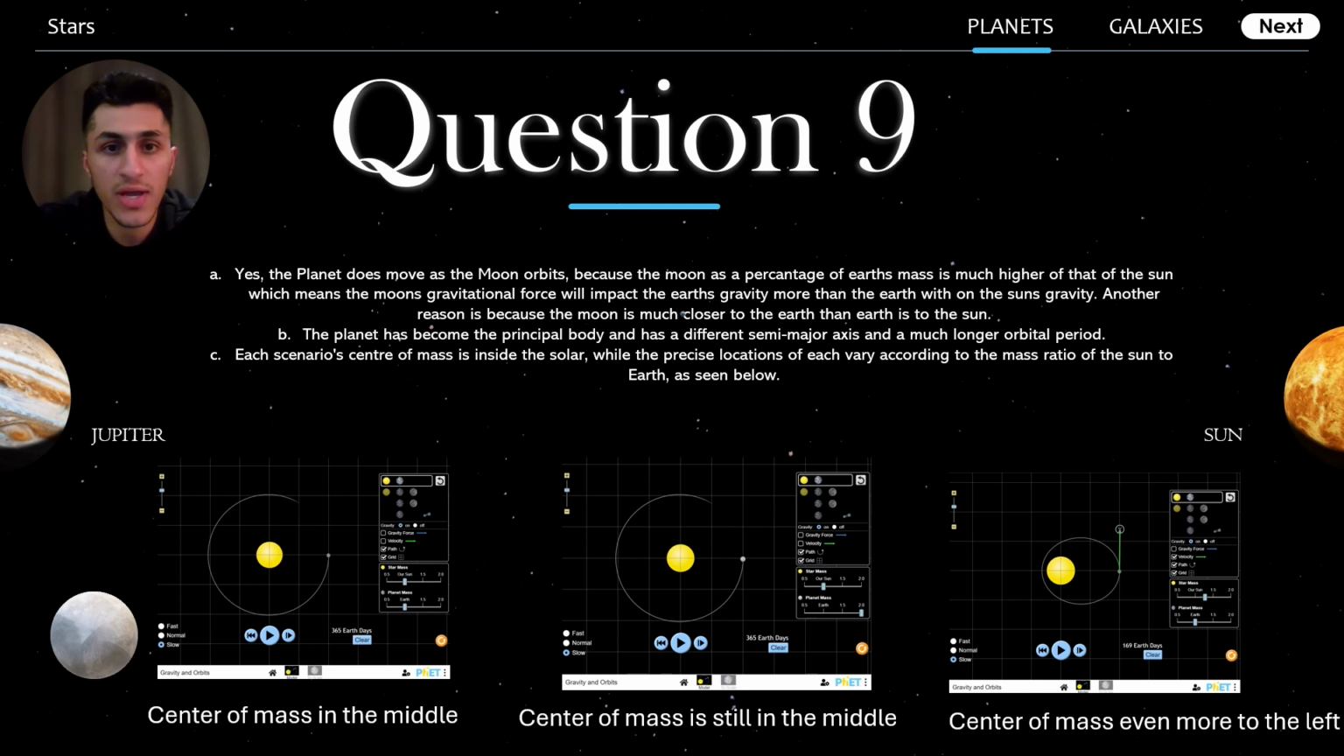And example number 3, the center of mass is more to the left as the Sun's mass was increased, causing the planet to orbit in an elliptical orbit, whilst the Earth's trajectory was unchanged. This caused the center of gravity of the planet to move closer to the Sun's center of gravity.